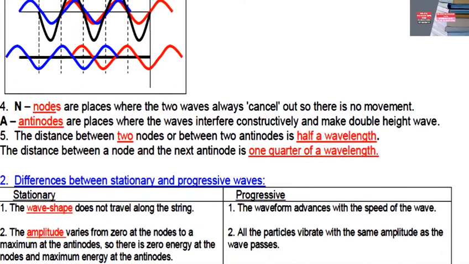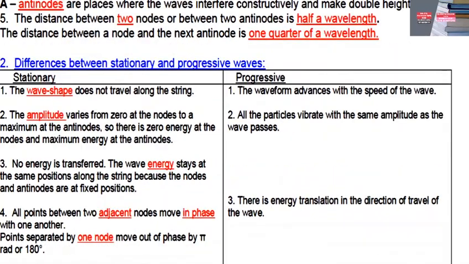Now let's look at differences between stationary and progressive waves. In a stationary wave, the wave shape does not travel along the string. As you can see, it always changes from maximum to 0 to the negative maximum, then to 0 again, and so forth and so on. Whereas in a progressive wave, the waveform advances with the speed of the wave.